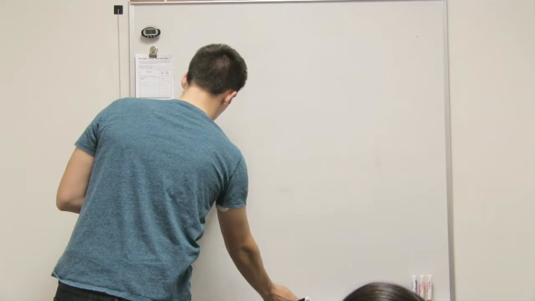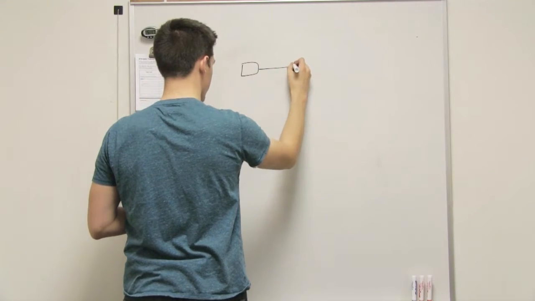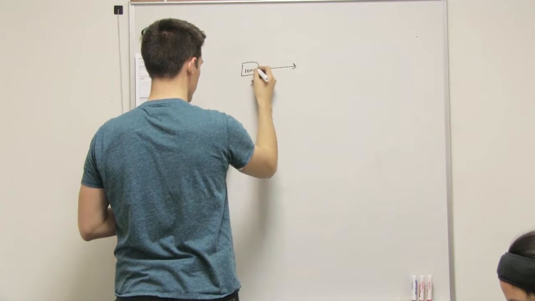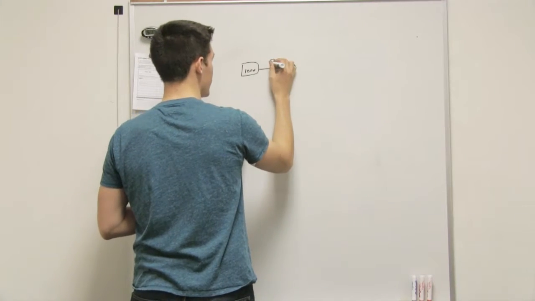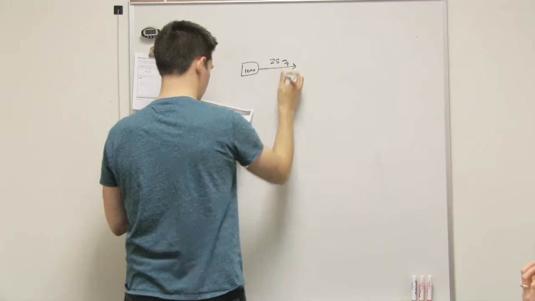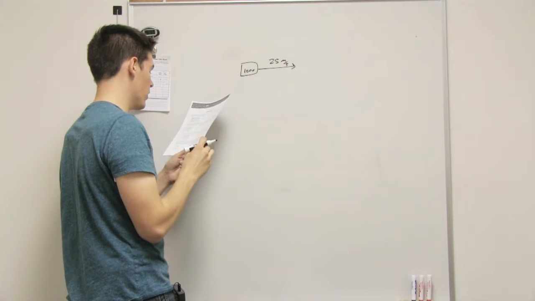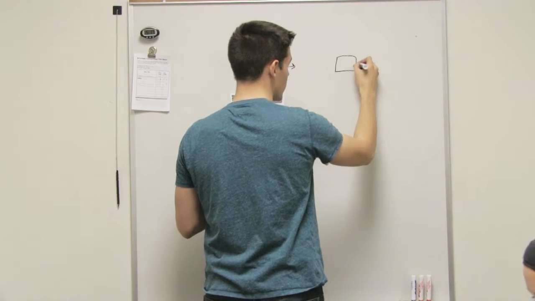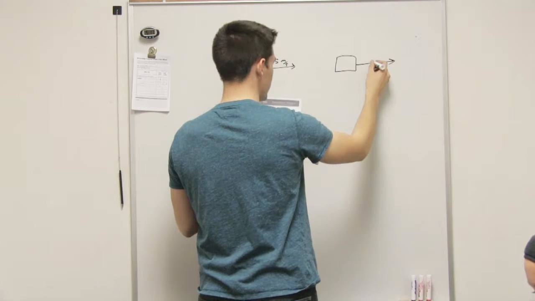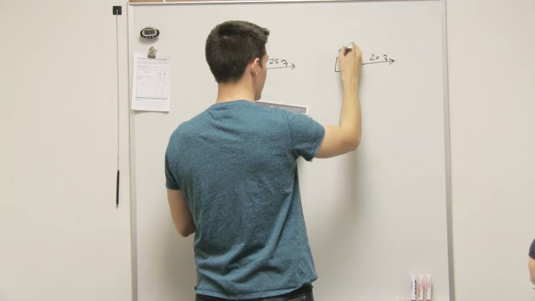So it's saying that a car is moving to the right. It has a mass of 1200 kilograms at a speed of 25 meters per second. It crashes into the rear end of a truck, and the truck is moving the same direction, just at a lower speed. It's going at 20 meters per second, with a mass of 9,000 kilograms.